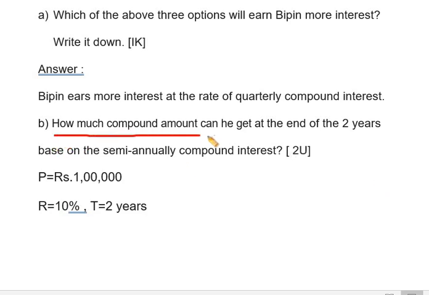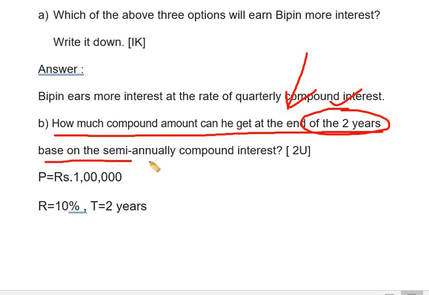Now another question, B. How much compound amount can he get at the end of 2 years? Now you should understand the question's intention. How much compound amount can he get at the end of 2 years? Now after 2 years, there is no breakpoint, no option.